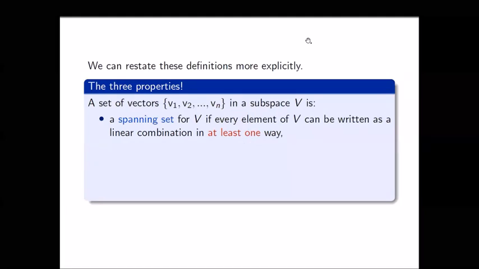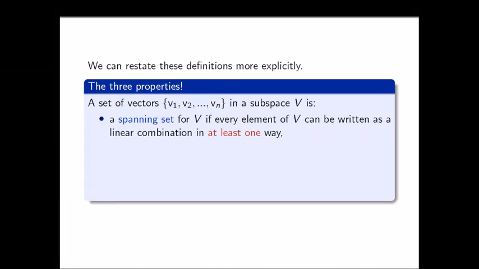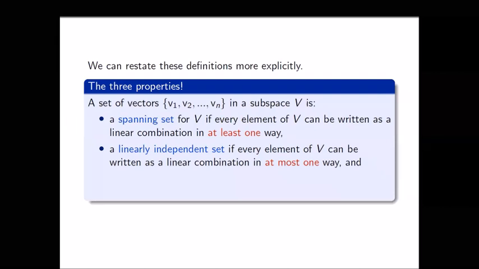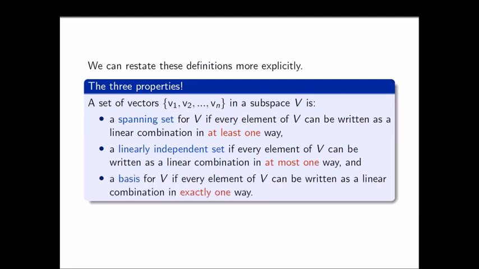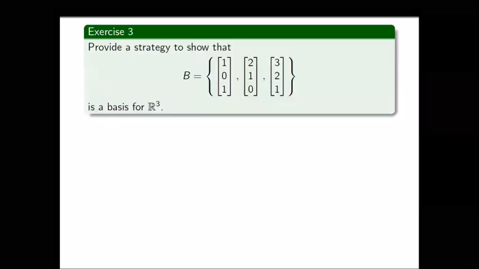Okay, now we can restate all these definitions that we've seen recently more explicitly. So a set of vectors V1 through Vn in a subspace V is called a spanning set for V if every element of V can be written as a linear combination of these vectors in at least one way. We call it a linearly independent set if every element of V can be written as a linear combination in at most one way. And we call it a basis for V if every element of V can be written as a linear combination in exactly one way.